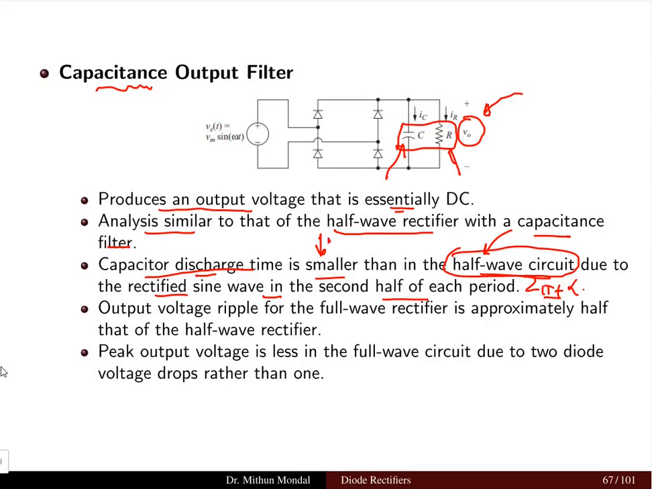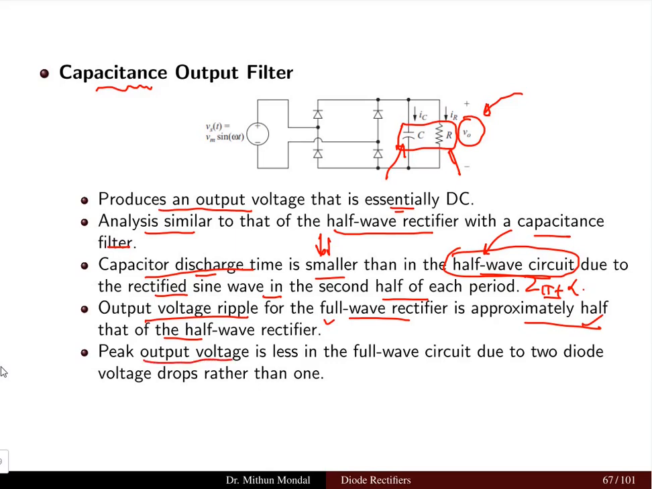So the capacitor discharge time is smaller. Output voltage ripple for the full wave rectifier is approximately half that of the half wave rectifier. So ripple is also going to be half of the half wave rectifier. So the full wave rectifier is better in this case because you have a ripple which is again half of the half wave rectifier.